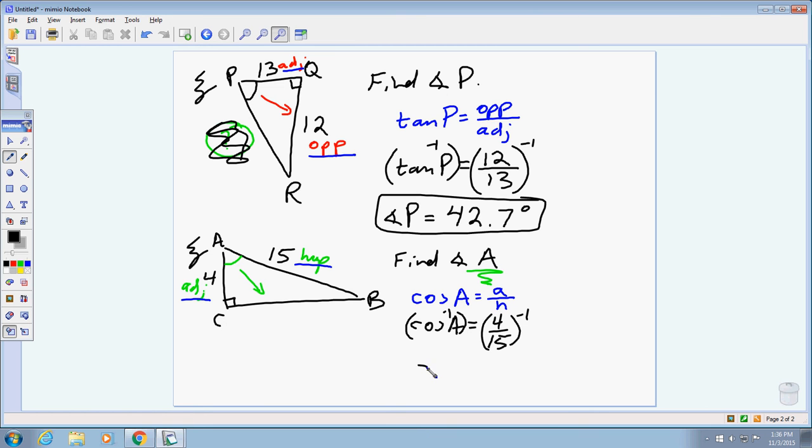And angle A equals 74.5 degrees. So it works every time. Remember, your calculator's got to be in degree mode. You've got to be able to name the sides again. Other than that, you should be golden.